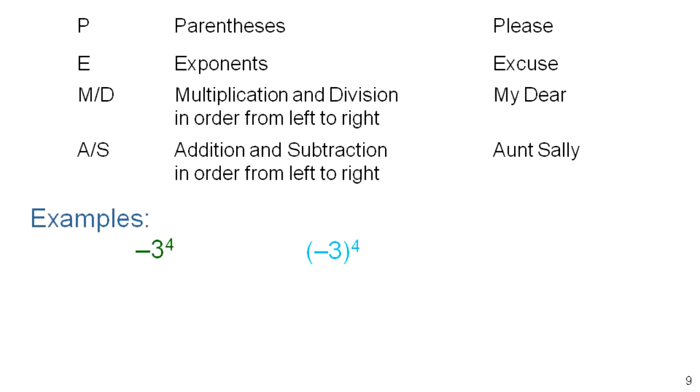Now, let's look at another common misconception. Many people believe that the correct answer to both of these expressions is positive 81. However, in the expression on the left, only 3 is being raised to the 4th power. Depending on how you look at it, the negative sign should be dealt with in either the multiplication-division step or the addition-subtraction step. And of course, exponents should come before multiplication-division and addition-subtraction. So, since only the 3 is being raised to the 4th power in the problem on the left, the correct answer to this problem is negative 81.